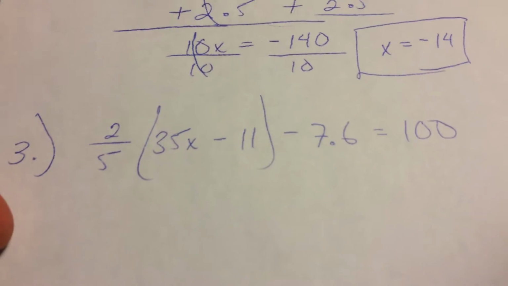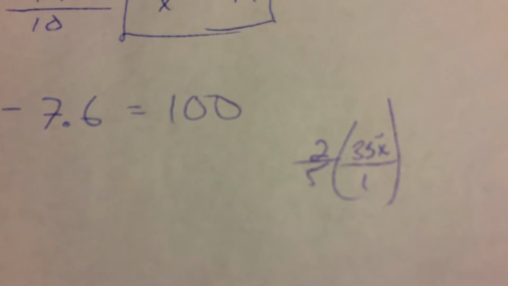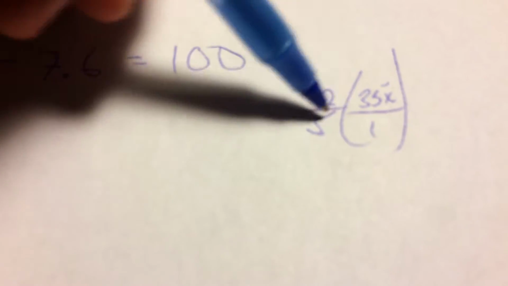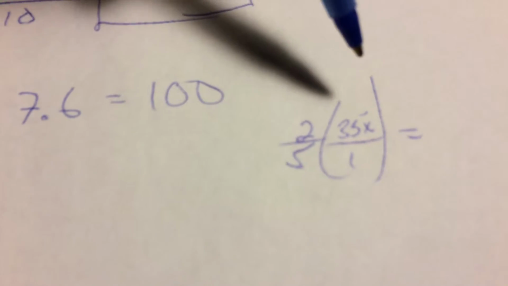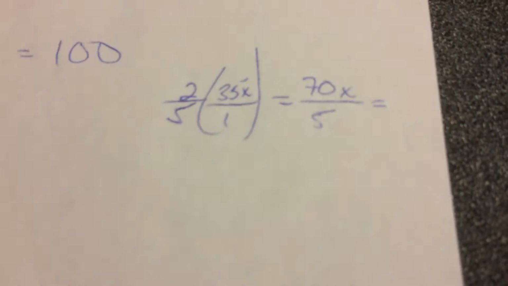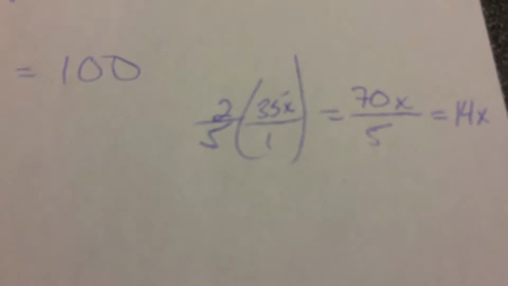And then the last one, 2/5 of 35x. I'll come over here and show my work. 2/5 of 35 can be expressed as a whole number. And I'm actually going to show you a little bit. So when I simplify diagonally, I have a couple things. I'll do it the traditional way first. 2 times the 35 is 70x over 5, and 70 divided by 5 is 14x.